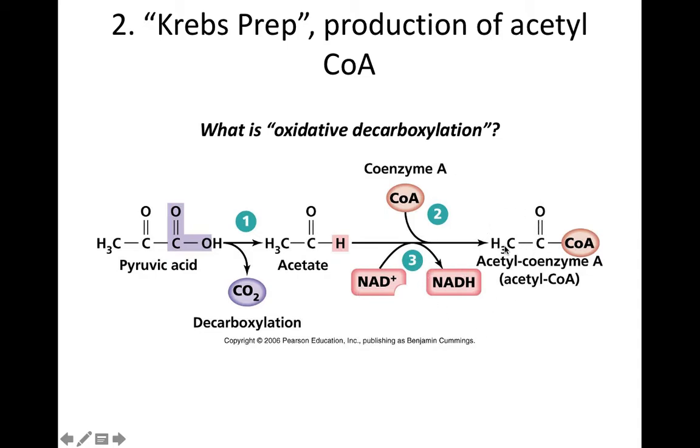And then this little 2 carbon residual, what used to be glucose, still carrying high energy electrons, we're going to link it to a carrier molecule called coenzyme A. So at the very end of the Krebs Prep, we have this cool molecule called acetyl-CoA, the acetyl group, still carrying carbons and electrons from glucose. We've also produced reduced NADH, and we've also produced carbon dioxide.